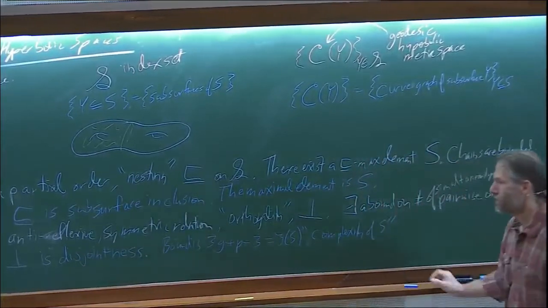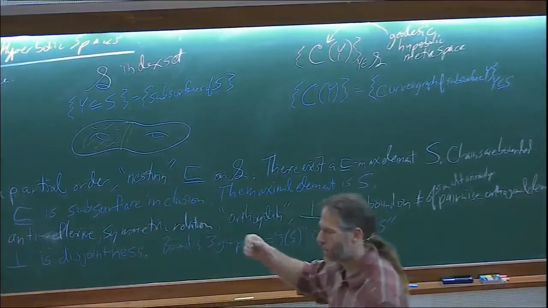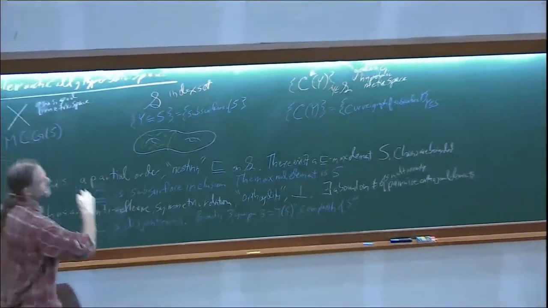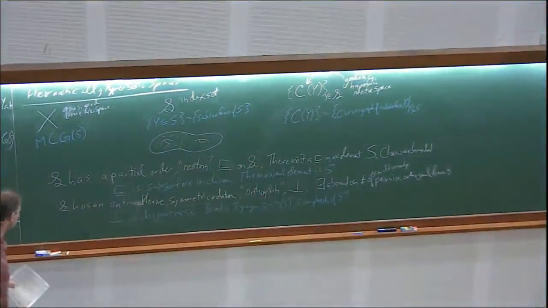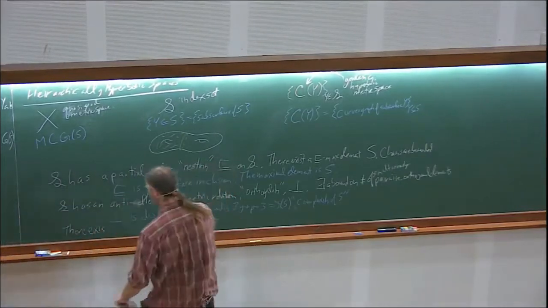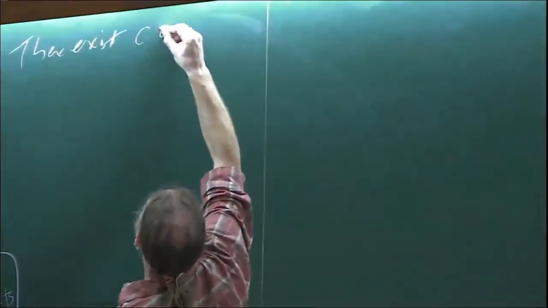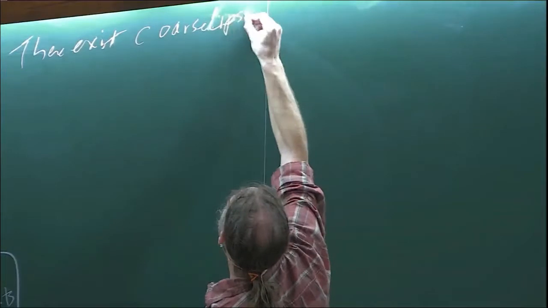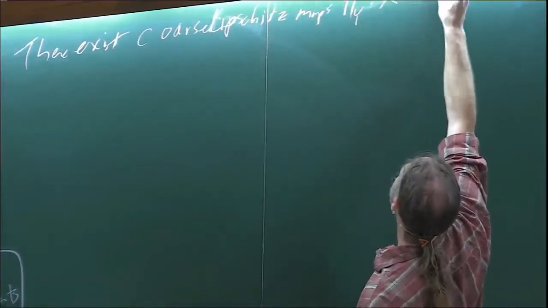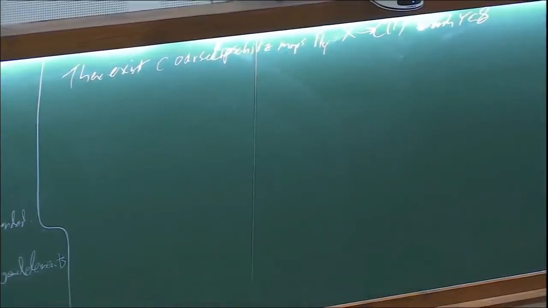Okay, so we have these two things, and then we have one more amount of structure, which we spent a bunch of time talking about in the first lecture and another version in the second lecture: there exist coarse Lipschitz maps, which I'll write pi sub y, which map x to C of y for each y in my index set.